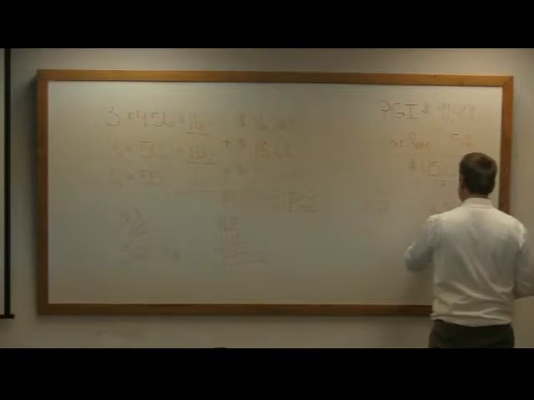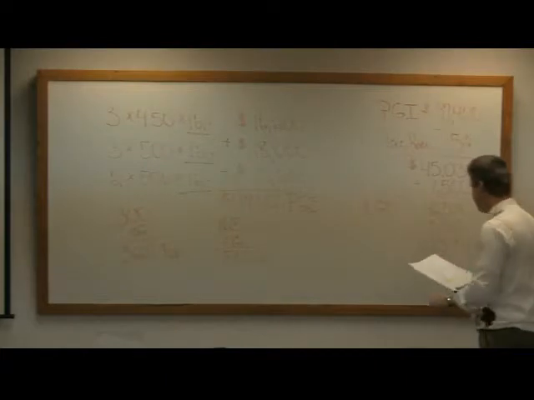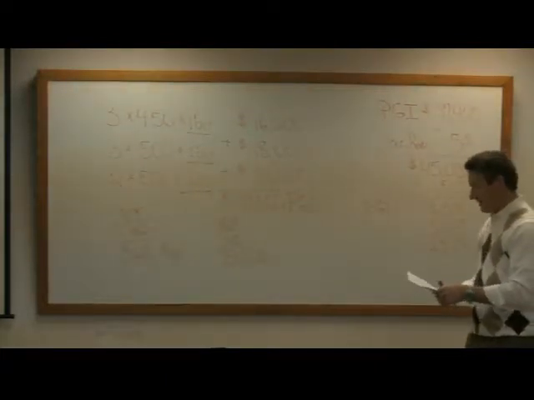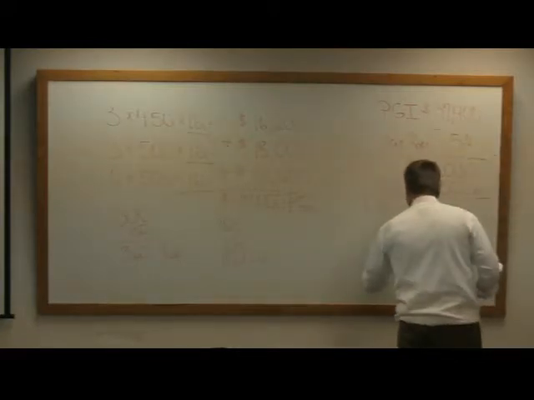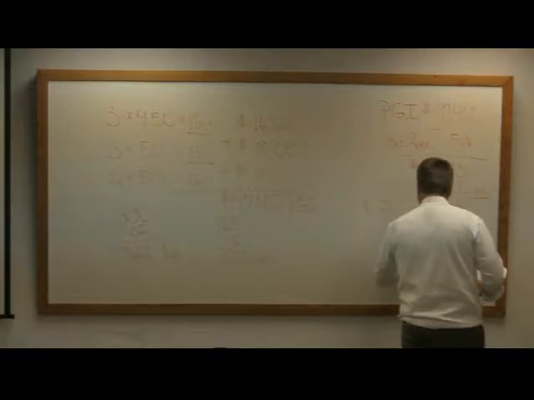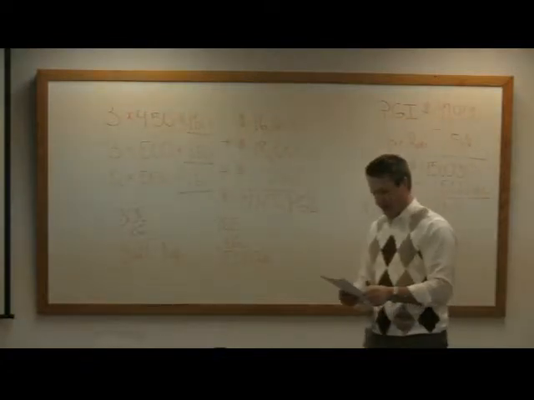And then I'm going to subtract my $3,600 in expenses, and I'll get $42,930. $42,930. That's my NOI, my net operating income.